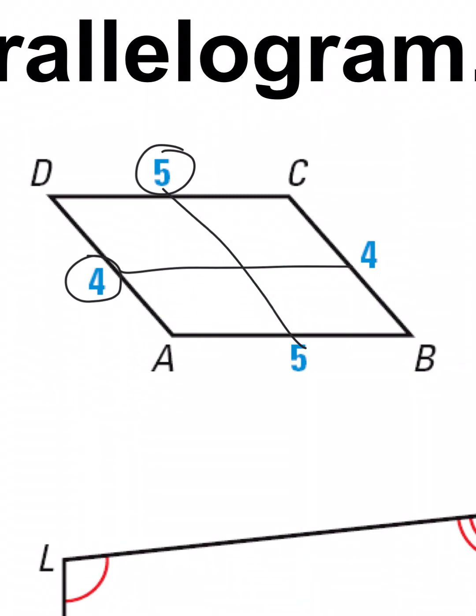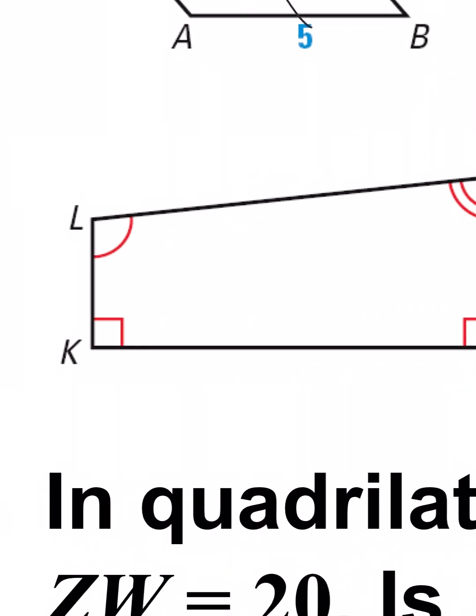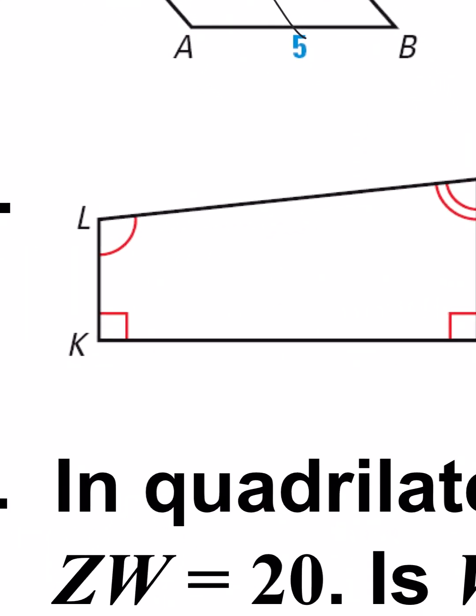Okay, looking at 2. What does it give us? Angles. What do we know about angles of a parallelogram? Opposites have to be the same. They all add up to 360.